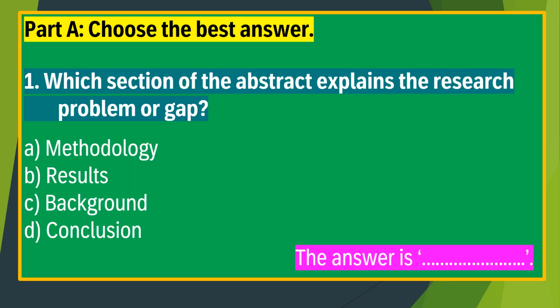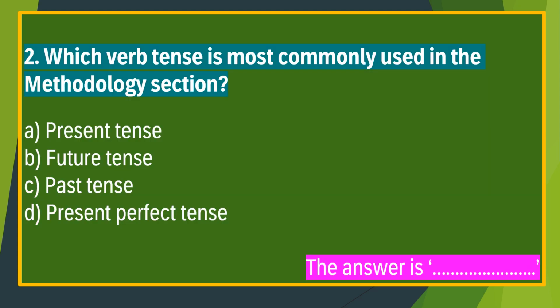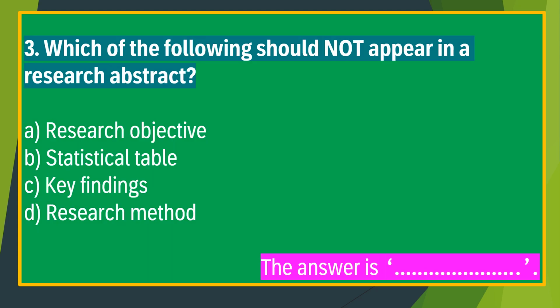1. Which section of the abstract explains the research problem or gap? A. Methodology. B. Results. C. Background. D. Conclusion. The answer is 2. Which verb tense is most commonly used in the methodology section? A. Present tense. B. Future tense. C. Past tense. D. Present perfect tense. The answer is 3.